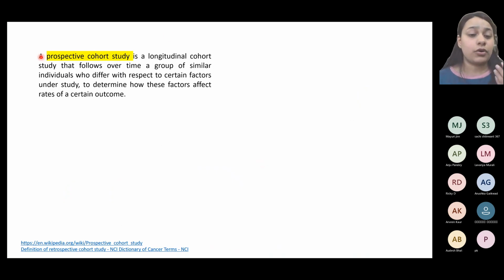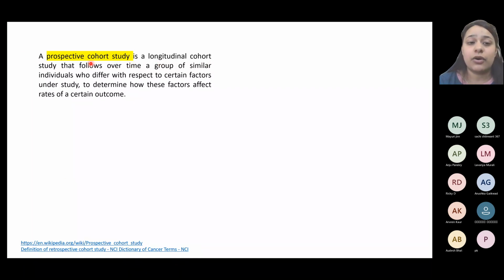So, the cohort studies can basically be divided into two types. One is a prospective cohort study, and the other is a retrospective cohort study, right? So, if you just go by the terms, prospective is something that could be, retrospective is to basically reflect on what has already occurred, right?